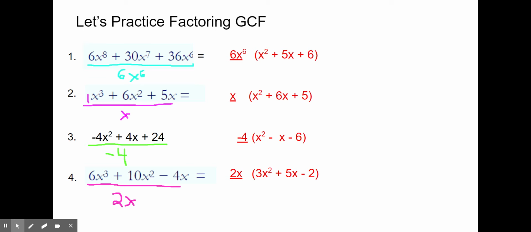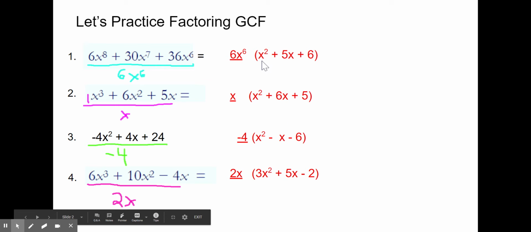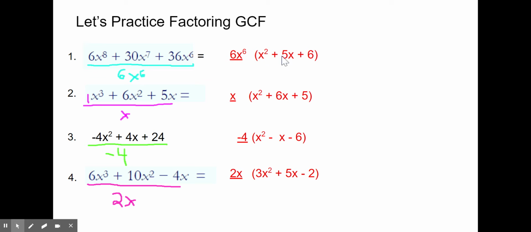A couple of days ago, we would have been finished after factoring the GCF. But now, we need to look at the resulting trinomial and notice that in the resulting trinomial, we can actually factor again. There are two factors that multiply to 6 and add to 5. So we can actually factor this trinomial again.